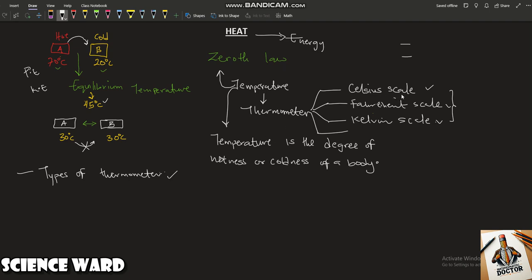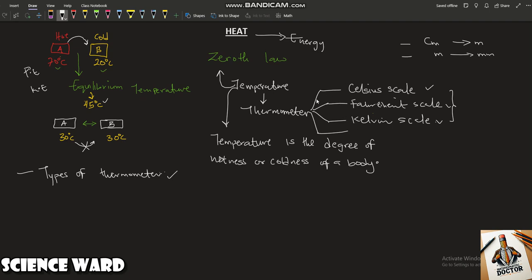We can convert from one scale to another scale. For instance, I can convert from Celsius scale to Fahrenheit scale, or from Fahrenheit to Celsius, or I can equally convert from Celsius to Kelvin or from Kelvin to Celsius. I can convert from Kelvin to Fahrenheit or from Fahrenheit to Kelvin. It depends on what I want to convert here. There's a formula that relates all these scales to each other. The same way you can convert centimeter to meter or meter to millimeter. This is just the same as all these scales.